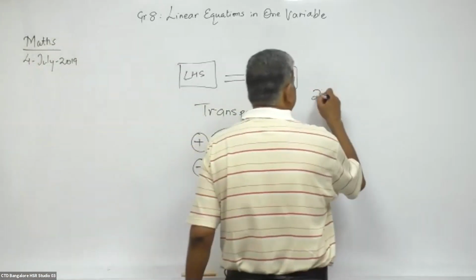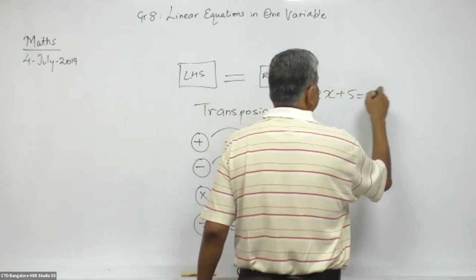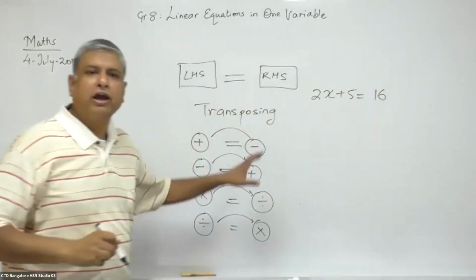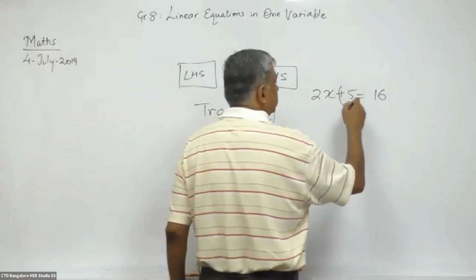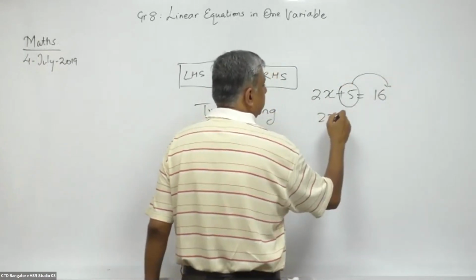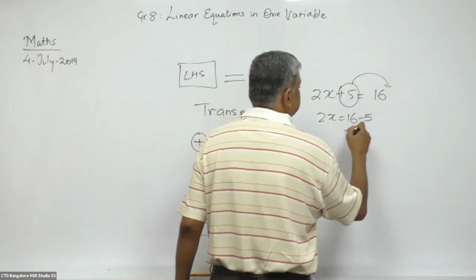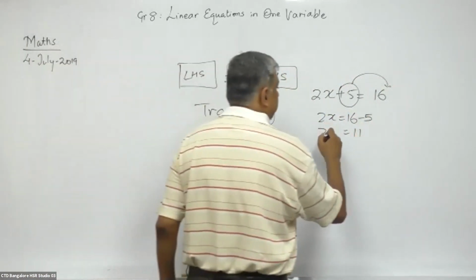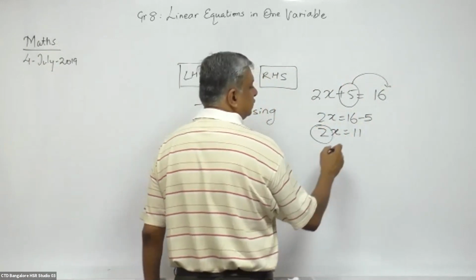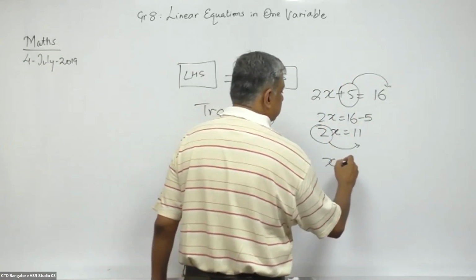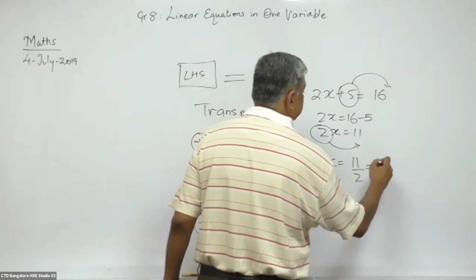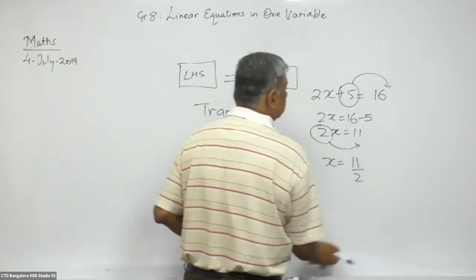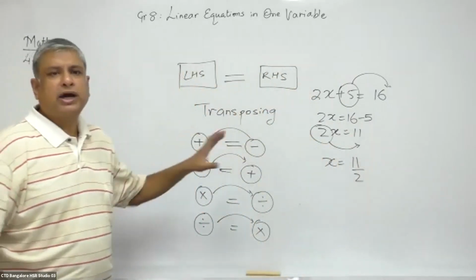For example, it could be any kind, like 2x plus 5 equals, let's say, 16. We can transpose this positive 5 to the other side, and you get 2x equal to 16 minus 5, which is 11. And then you can divide by 2. So you can transpose this multiply of 2 to the other side, it will become divide. So it will become x equals 11 by 2, which is 5.5, or 11 by 2 can be the answer. So that is how we used it.